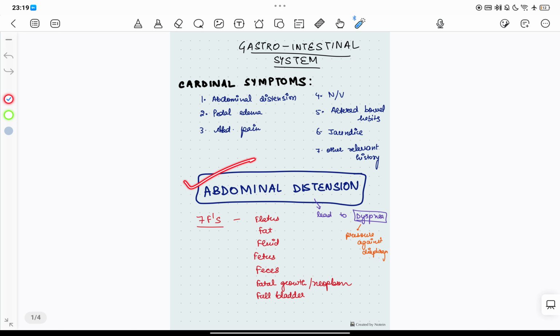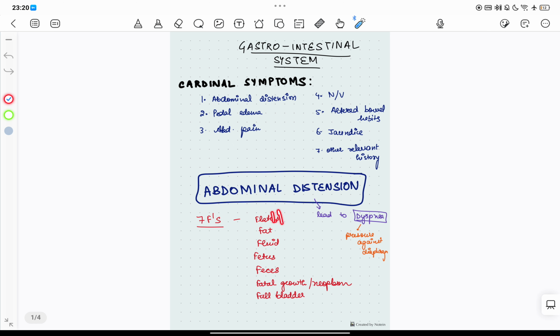Now we'll start with abdominal distension. There are 7 F's you have to remember. That is flatus, if any air is there because of aerophagia or increased intestinal gas. The second is fat, obesity. Fluid, if any fluid accumulation is there, that is ascites. Then fetus in pregnancy, feces, accumulation because of severe constipation, and then fetal growth and neoplasm, any ovarian cyst or any pelvic inflammatory disease, and then the full bladder.